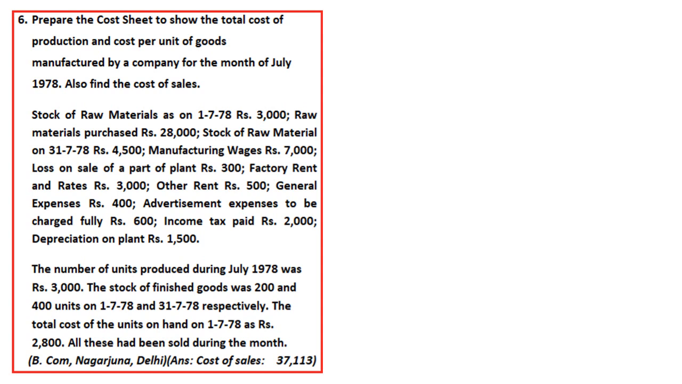The stock of finished goods opening was 200 and closing is 400 respectively. The value of cost of opening stock is 2,800, but we have not been provided the closing stock of finished goods value. Please bear in mind, this is the difference between the earlier question and this question. And all the units have been sold during the month. In the sense, whatever opening stock we had, we have sold it off, right? Whatever closing stock of finished goods is given, 400, it belongs to the units produced during the current year. Clear? So let's do the answer.